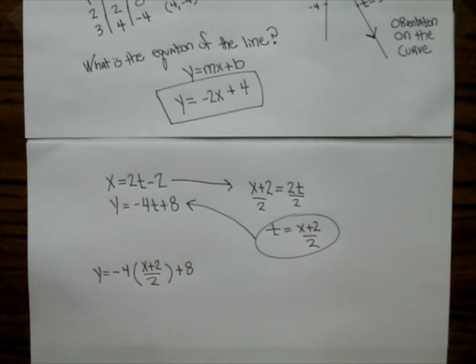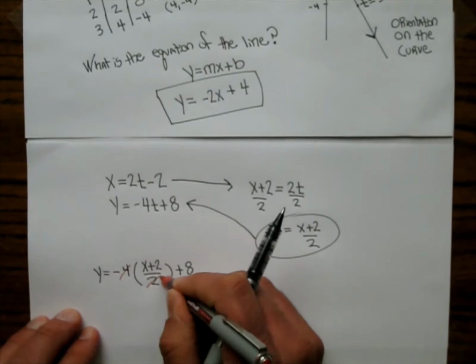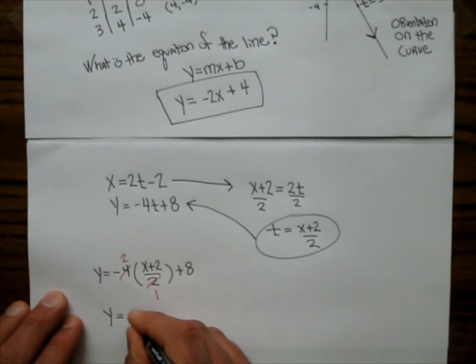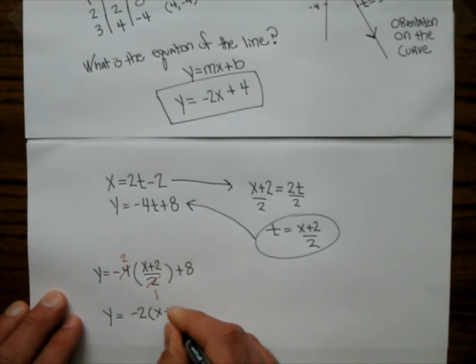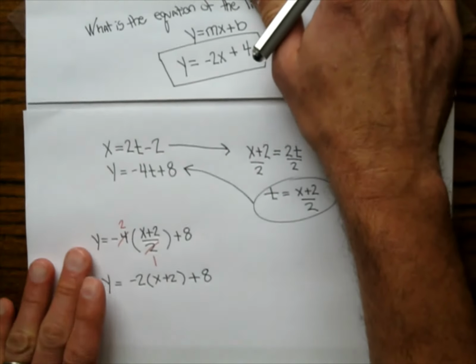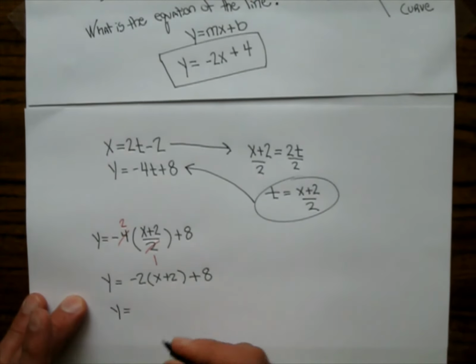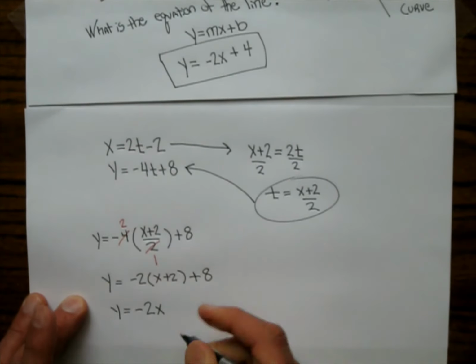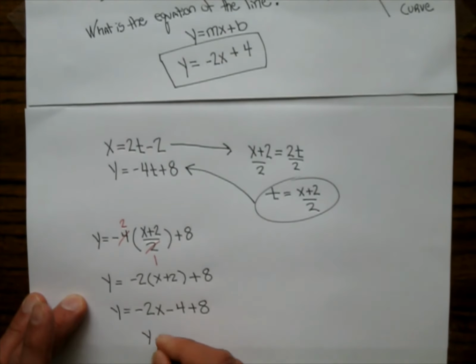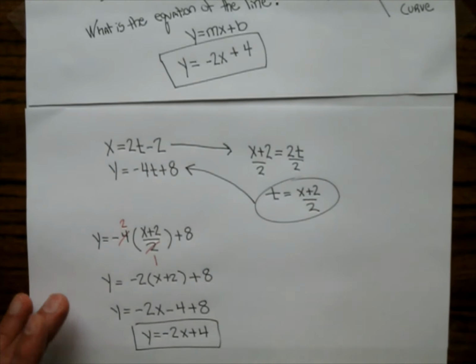Now notice what happens here. This 4 and this 2 cancel. This gives me a 2, and I still have the negative there, -2. So this gives me -2 times (x plus 2) plus 8. And what does this give me? This gives me y equals negative 2x minus 4 plus 8. And so y equals negative 2x plus 4 is the rectangular equation for those parametric equations there.